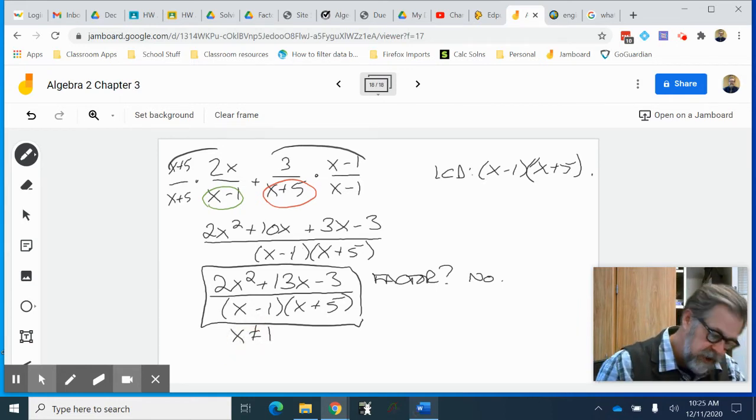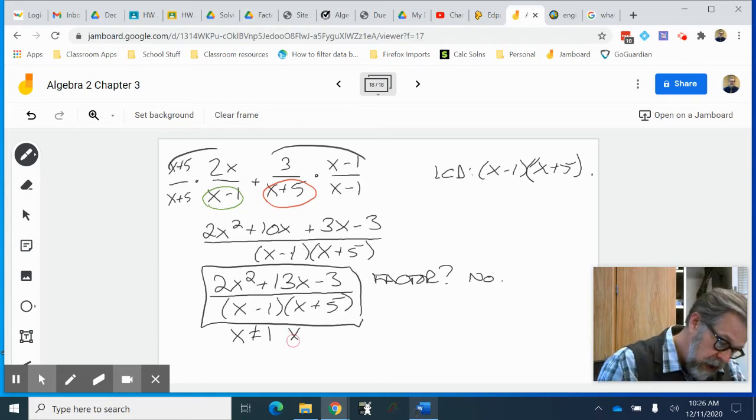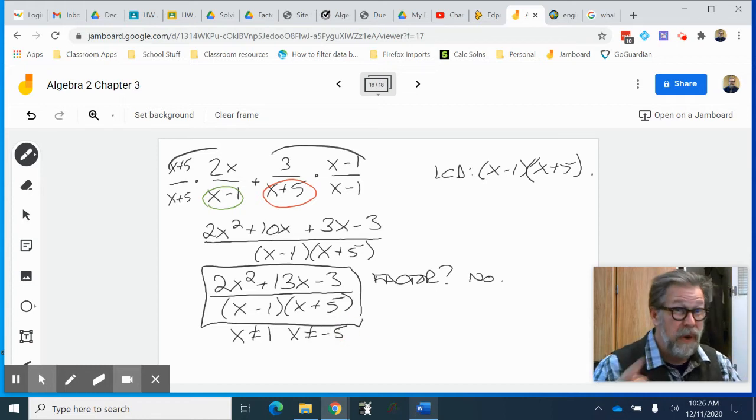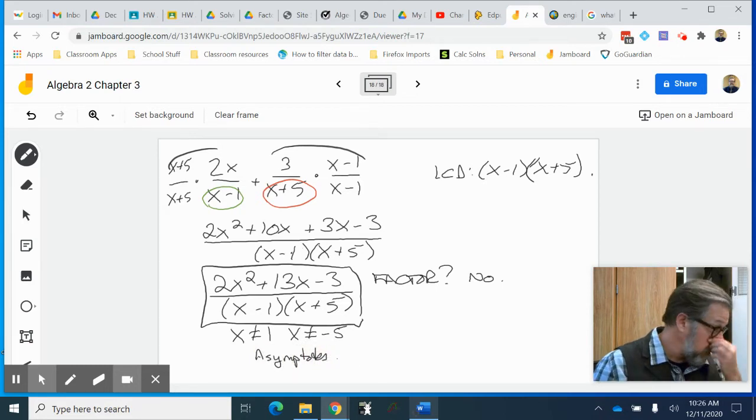Domain restrictions. x cannot be equal to 1. This is not true when x is 1. And this is not true when x equals -5. And if I wanted to go a step further, I know that these would both be asymptotes on my graph.